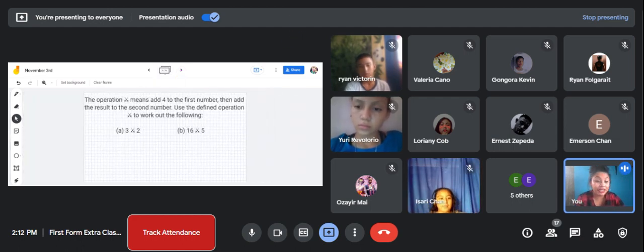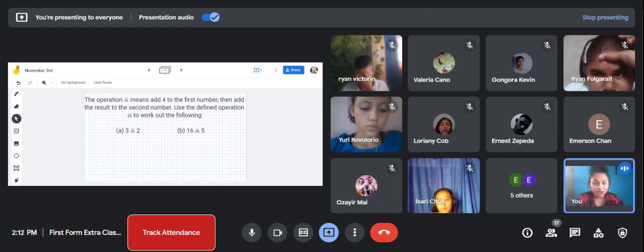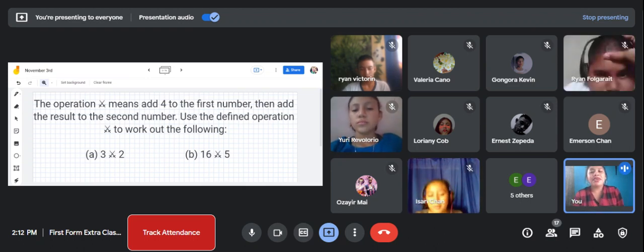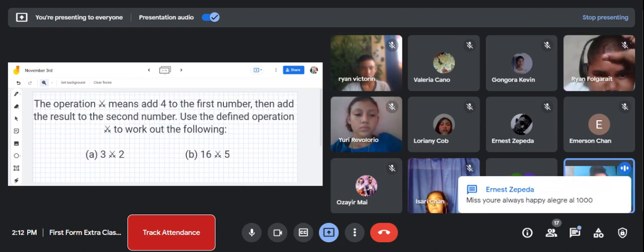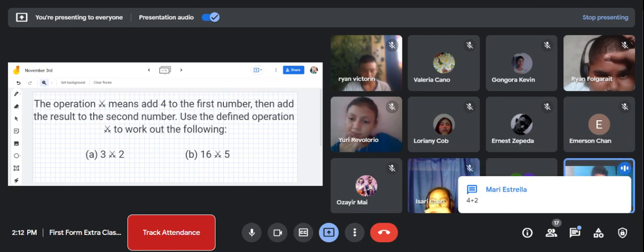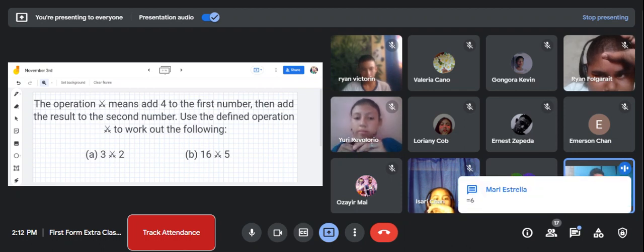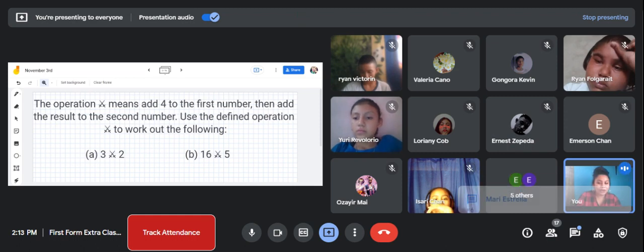let's see. The first question that I have here. Let me zoom this a little bit so you guys can see. The operation, with that little symbol like two swords being crossed, means add 4 to the first number, then add the result to the second number. Use the defined operation of the little swords to work out your problems. So you have to understand what this question is saying. It means add 4 to the first number. Let's look at this one.